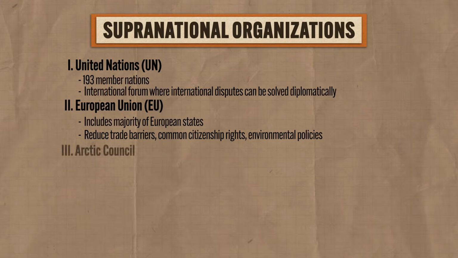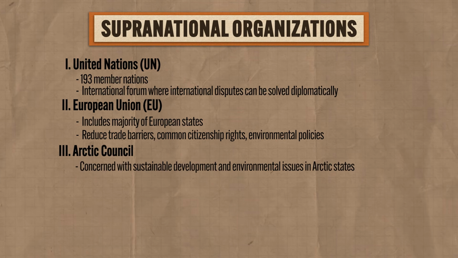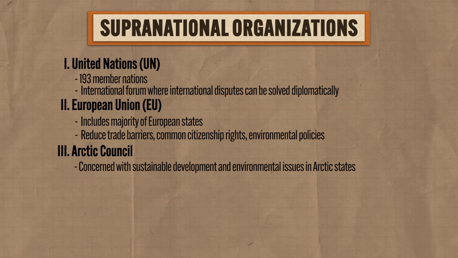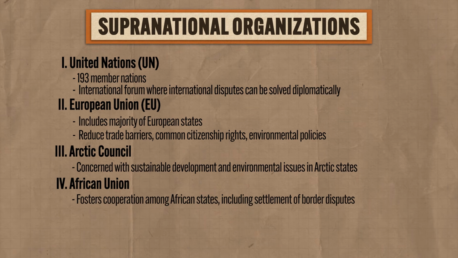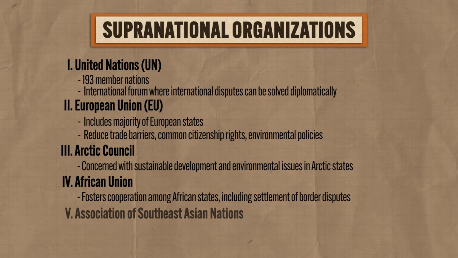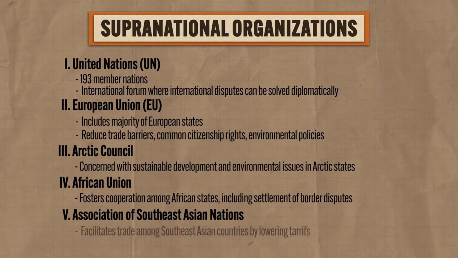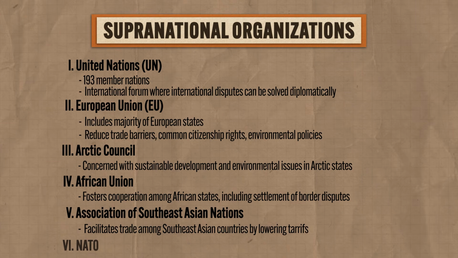Okay, third, you need to know the Arctic Council, which concerns itself mainly with sustainable development and environmental issues among the 8 states with territory in the Arctic. And then fourth, there's the African Union, which fosters cooperation among African states, including the ever-contentious topic of resolving border disputes. Thanks, colonialism. And then fifth, there's the Association of Southeast Asian Nations, which facilitates trade among Southeast Asian countries by keeping trade barriers like tariffs low. And as a result, the member nations have experienced significant economic growth beyond that of non-member nations like Japan or India. And then sixth, you need to know NATO, which thankfully I already introduced you to in the last point.